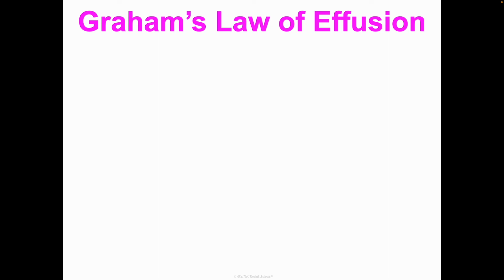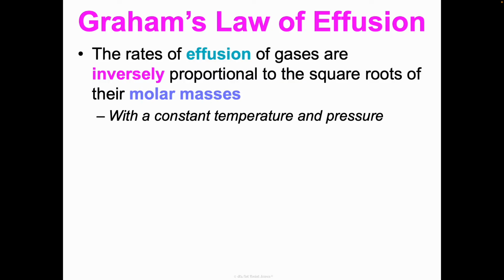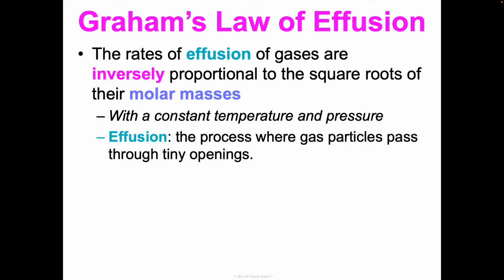If we're talking about gas laws, there's one more I want to mention, and that's Graham's Law of Effusion. If you remember, we talked about effusion in concept 1 when we were talking about properties of gases. But basically what Graham's law says is that the rates of effusion of gases are inversely proportional to the square roots of their molar masses if temperature and pressure are constant. Remember, effusion is the process where gas particles pass through tiny openings, and so we're just saying it's inversely related to its molar mass. So basically, the less it weighs, the faster it can go.